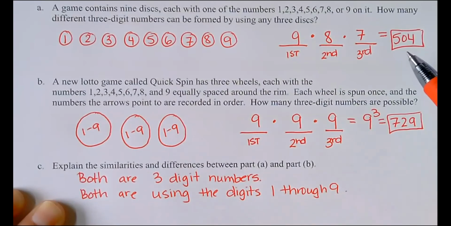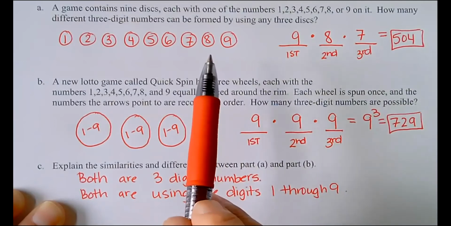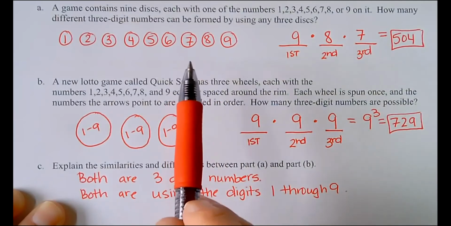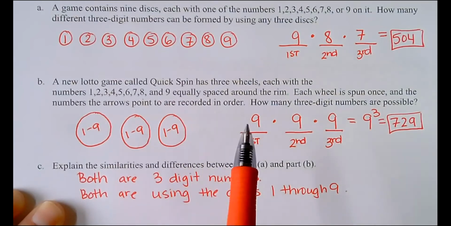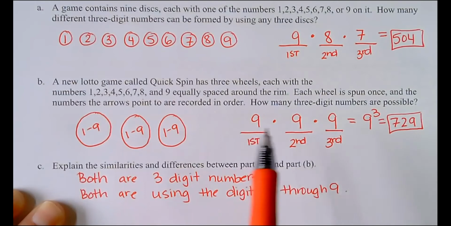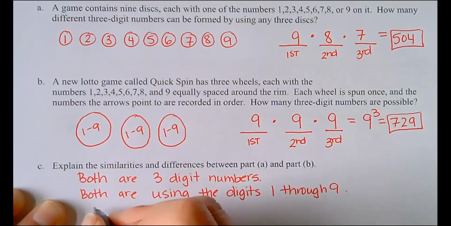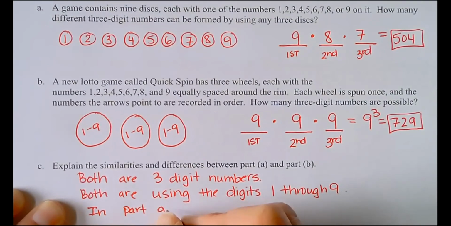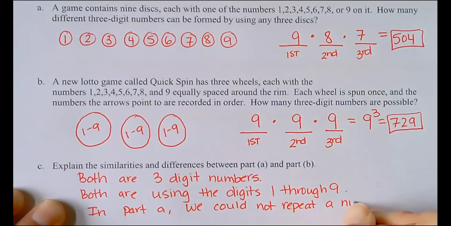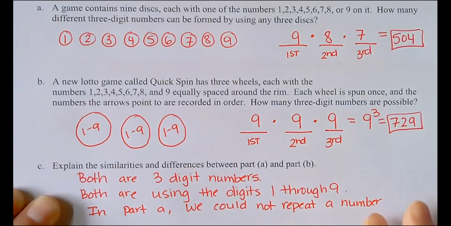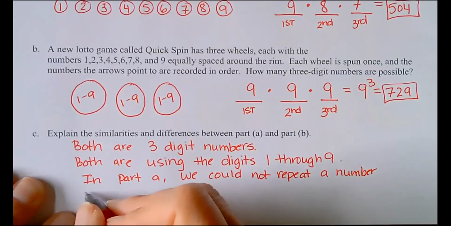But you see that we did get 2 different answers here. In the first one, we could not use repetition. Once a number was used, we could not use it any longer. In the second one, we could use that same number over and over again. So we had repetition. So in part A, we could not repeat a number, while in part B, we could.